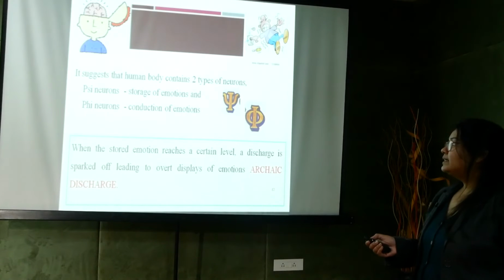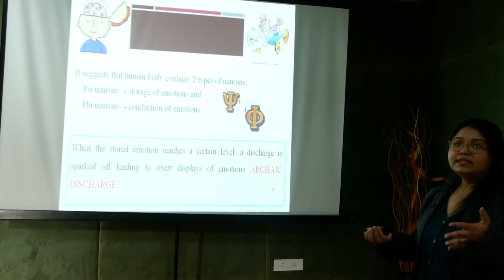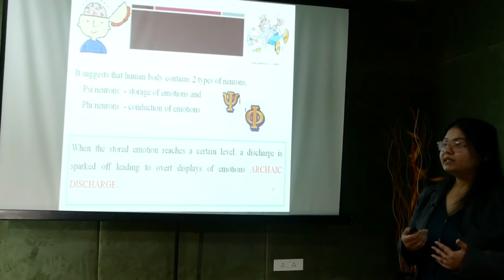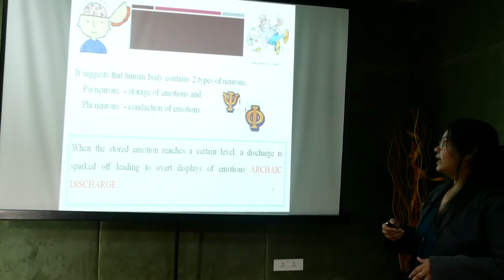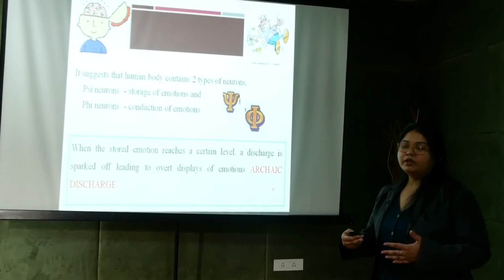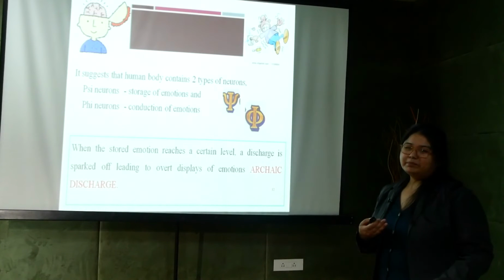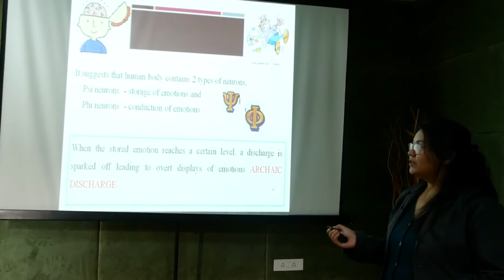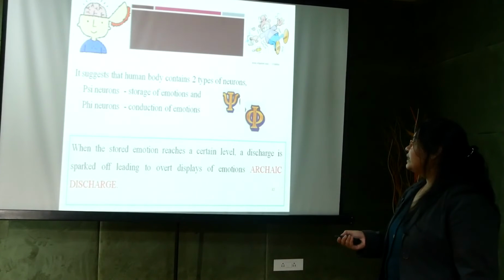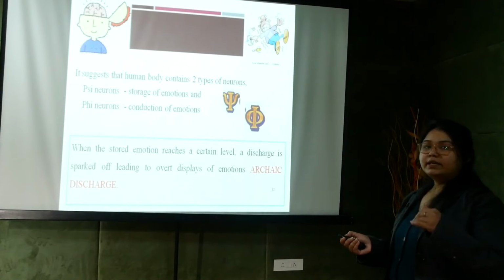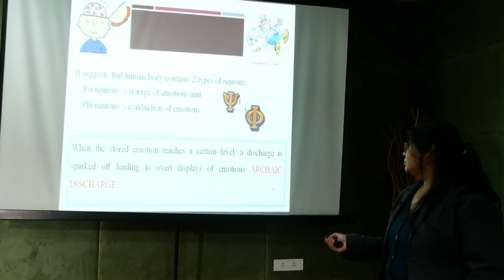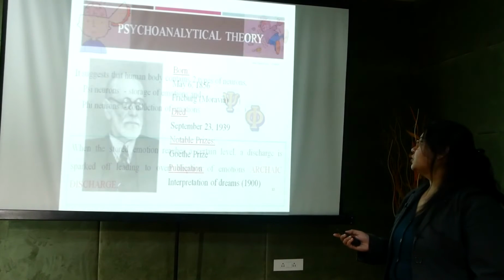The sign neurons contain the storage of emotions. All the emotions which we have inside us are stored there. Whereas fine neurons are for the conduction of emotions. Like sometimes we get angry, so we yell at someone. It is because of fine neurons. So when emotions reach a certain level, a discharge is sparked off, which is also known as archaic discharge.